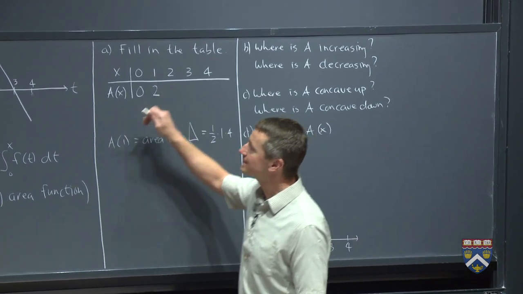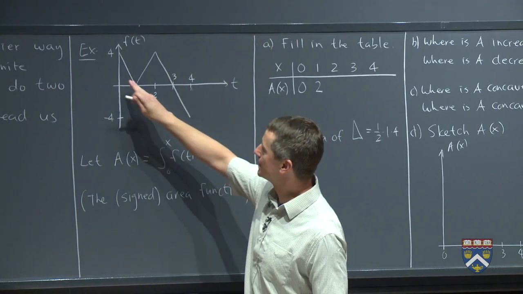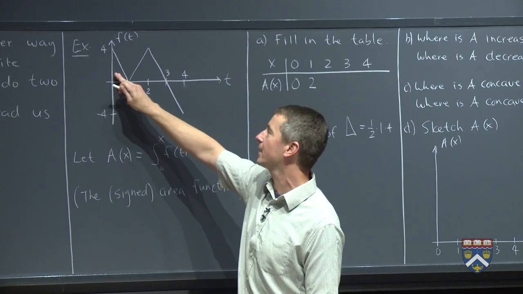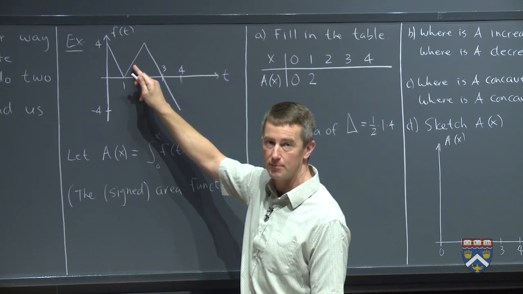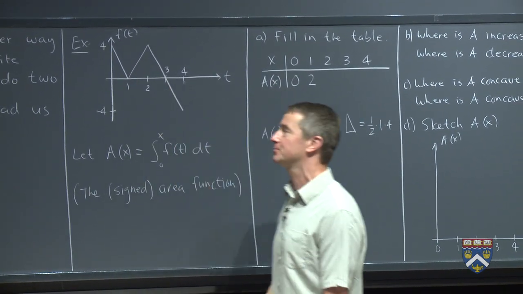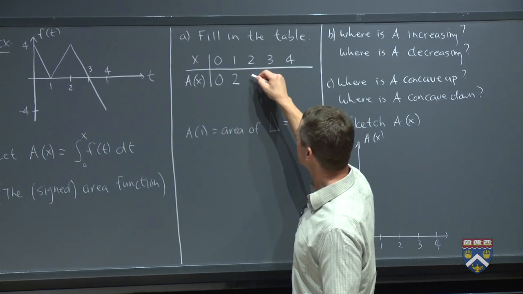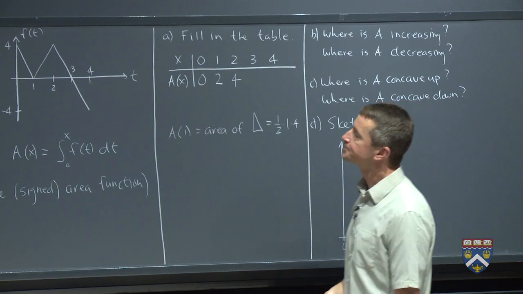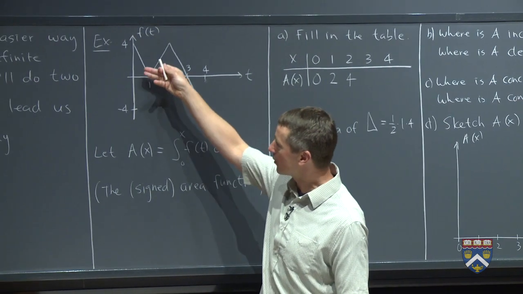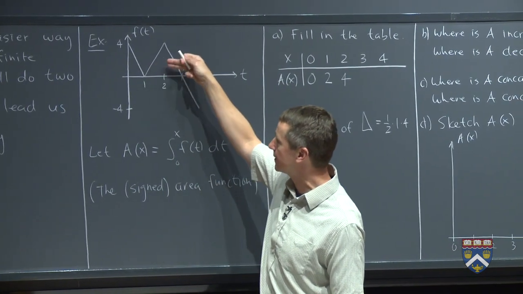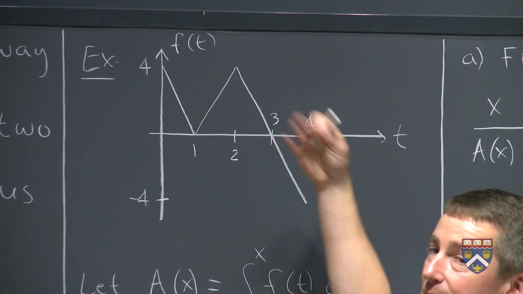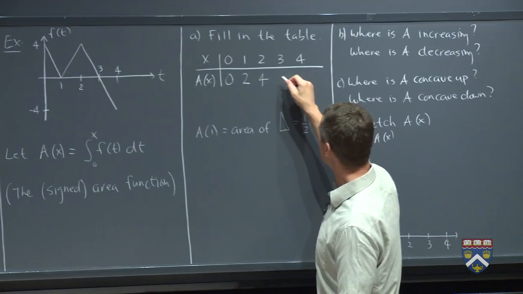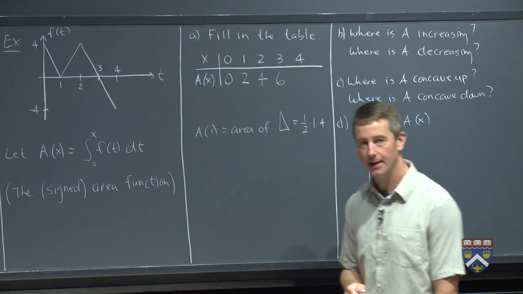So A of 2 means that I'm taking the area from 0 to 2. So I've already got 2 units of area from this triangle. We're going to get another 2 units of area from this triangle because it's exactly the same shape as the previous triangle. So A of 2 will be 4. 2 plus 2 gives us 4. A of 3, we've already got the 2 units here and the 2 units here. How many more units are we going to get here? Another 2 units. So A of 3, I hope you figured out, was 6.